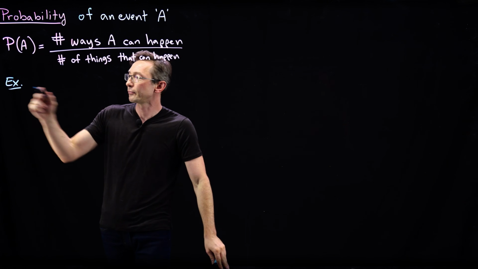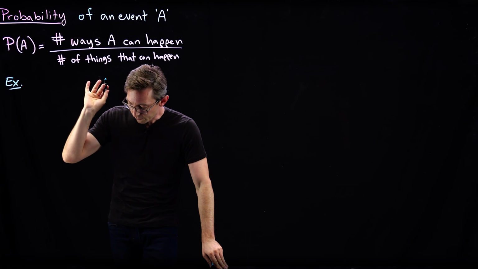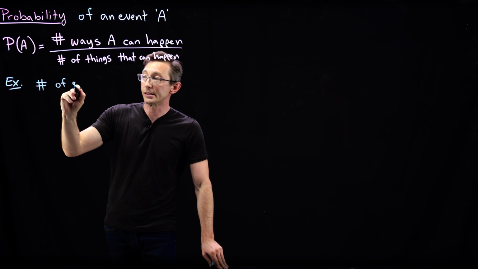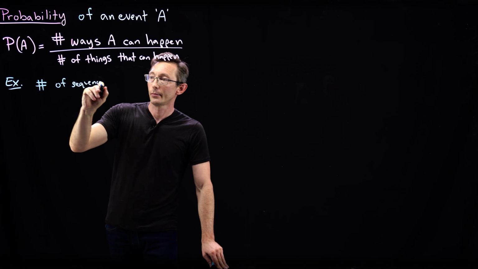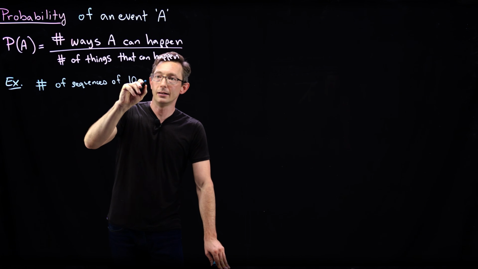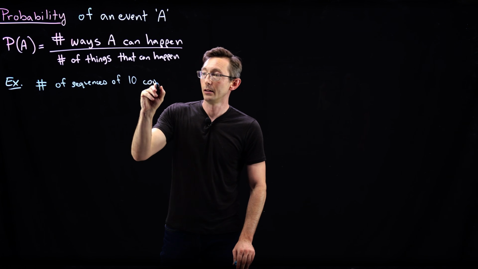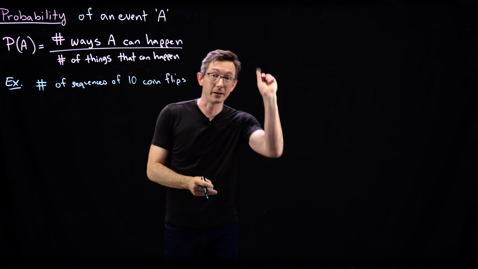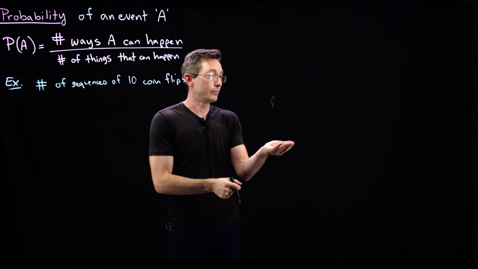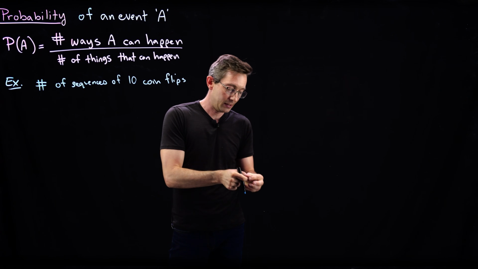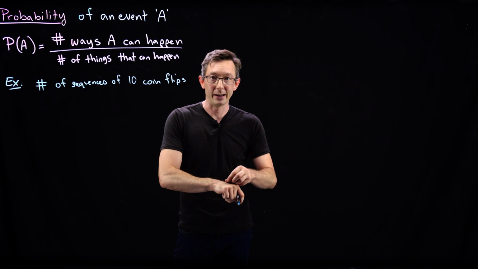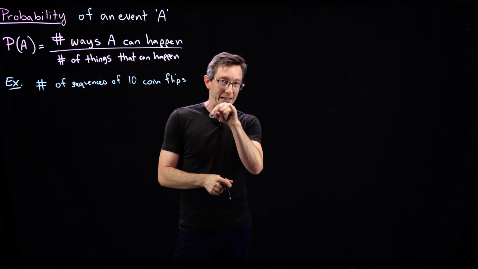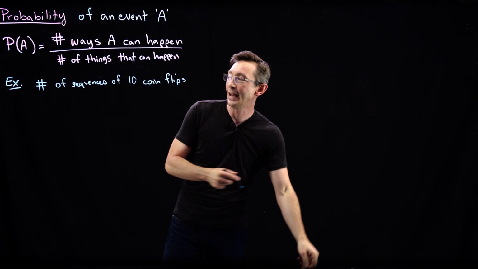You just divide them. Okay, so we're going to compute the number of sequences of 10 coin flips. So I'm going to flip a coin. I have my very fair coin here. I'm going to flip it 10 times. Okay, it's a heads. Ooh, let's see. Heads again. Do you think it's a fair coin? That's a statistics question.